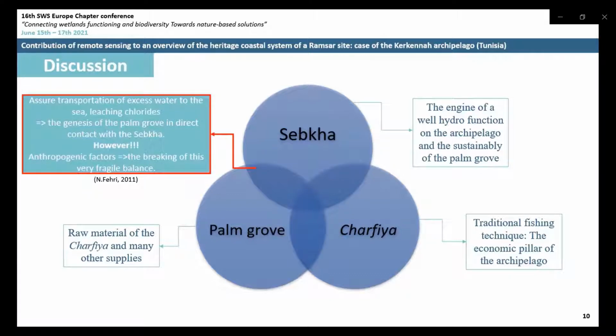In fact, the originality of the coastal Sibkhas of Kerkena is that they are depressions open to the sea, following a very slight slope. They transport excess water to the sea, leaching chlorides. This hydrological functioning maintains low salt concentration, a particularity at the origin of the Palm Grove genesis in direct contact with the Sibkha. However, the anthropogenic factors caused the breaking of this very fragile balance.